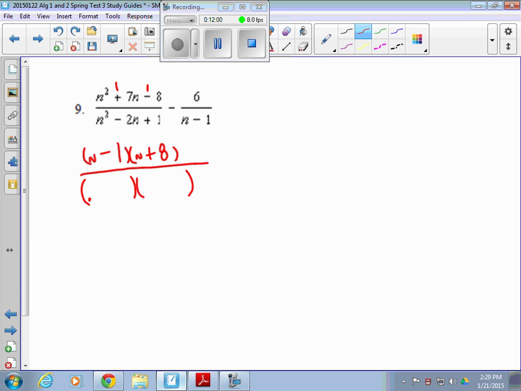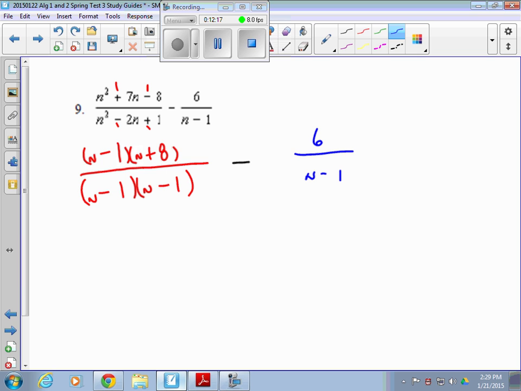Over the bottom, we're going to do the same thing. We're going to make two binomials, n times n. Factors of 1 have to be 1 and 1. Same sign, both minus. Minus 1, minus 1. Okay. Then it says minus, and then the right fraction says 6 over n minus 1.